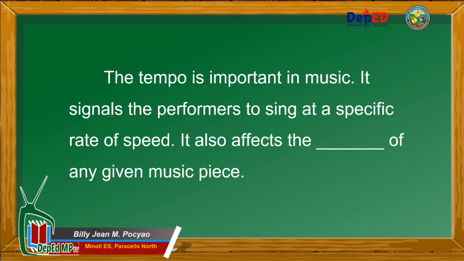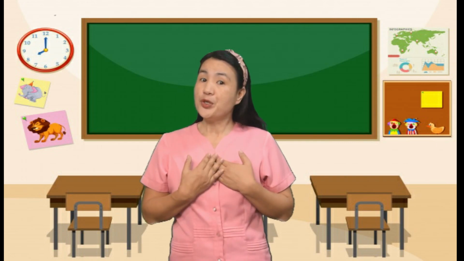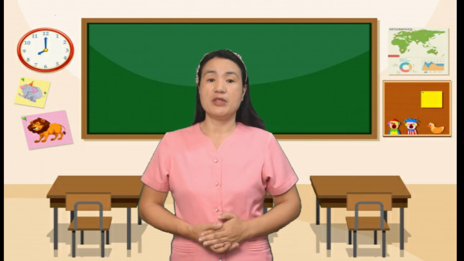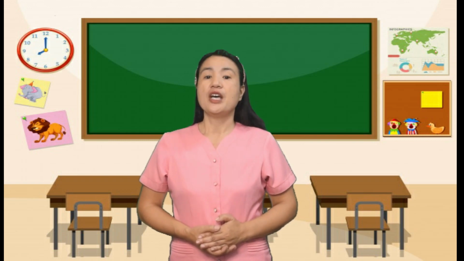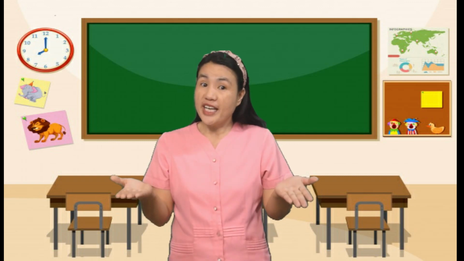The tempo is important in music. It signals the performers to sing at a specific rate of speed. It also affects the mood of any given music piece. It contributes to the expressiveness of music. The slower the BPM of the song is, the more heartbreaking it is. The faster the beat of the song is, the livelier and fun it is. I'm sure you had enough knowledge about the different tempo, so you are now ready to apply them in your next activity. Shall we do it?